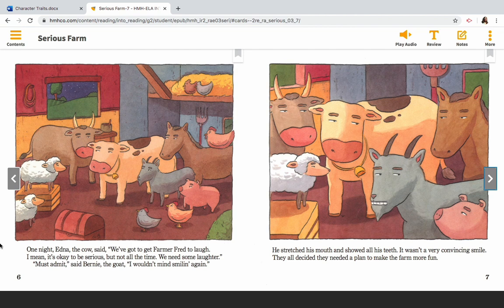Okay, so why do you think all the animals are so discouraged when they can't make Farmer Fred laugh? Why do they want to laugh so badly? Think about that.